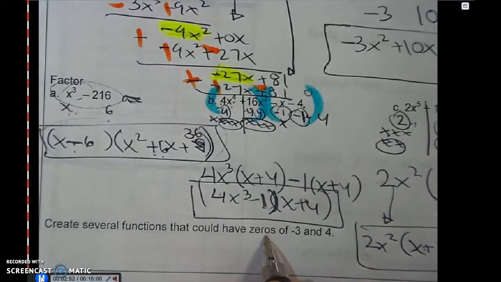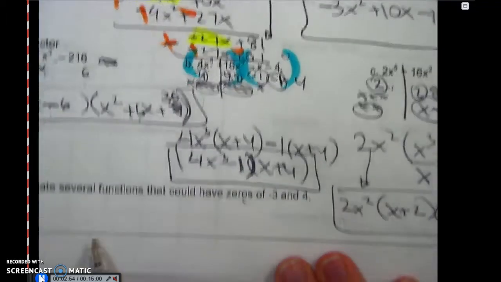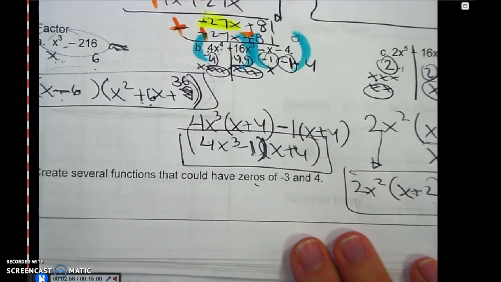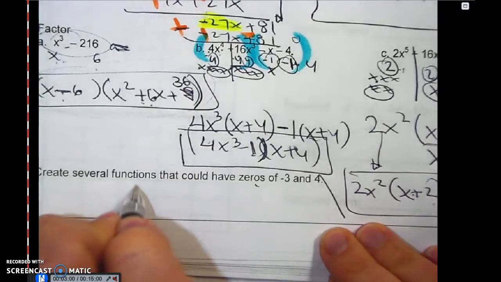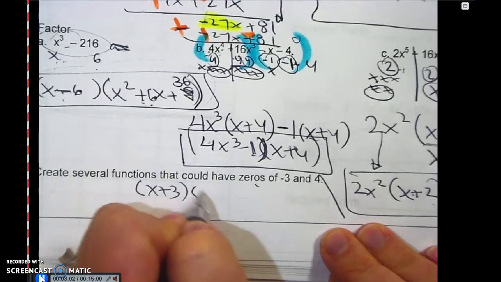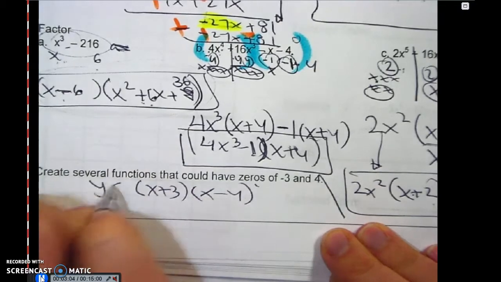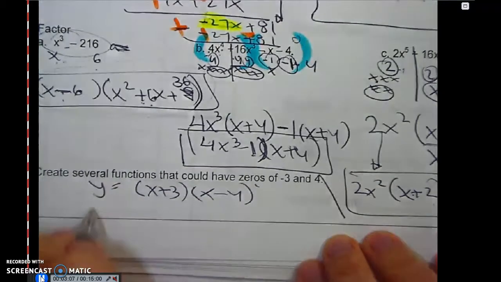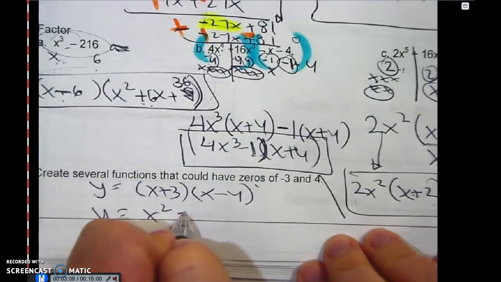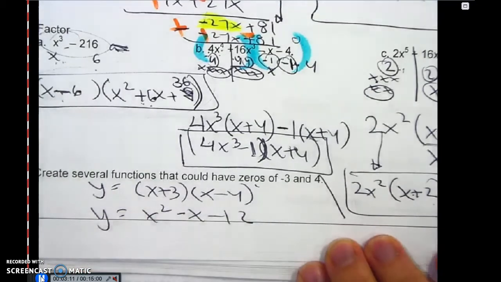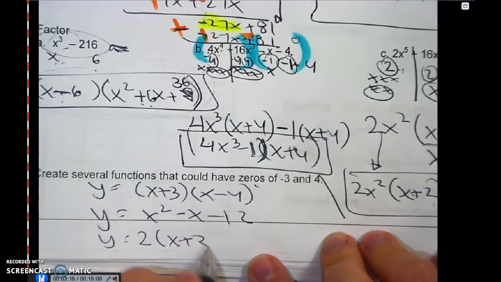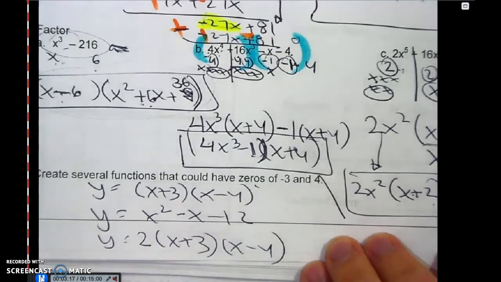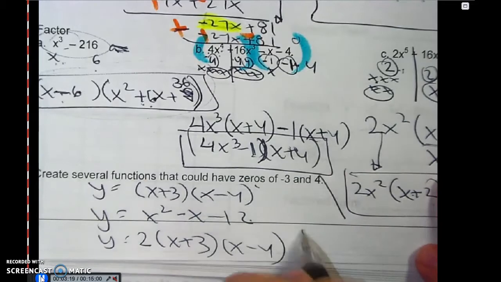All right. Create several functions that could have zeros of negative 3 and 4. This plays a little bit into last unit's one. So I know I do the opposite. So an option would be x plus 3, x minus 4. That's one option. I could box it out or FOIL it out, and I could see that this is an option. I could put a 2 in front of it. I could take this, multiply it by 2.